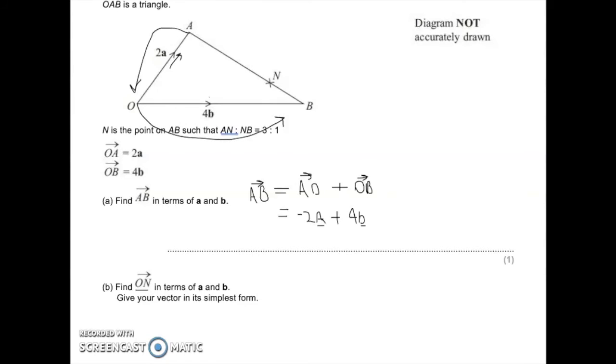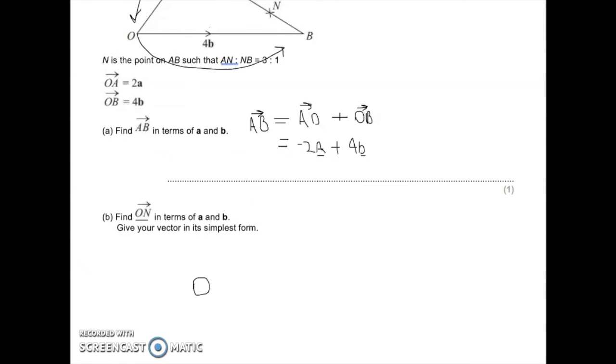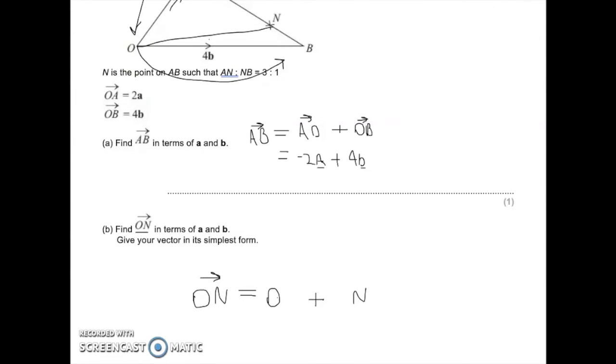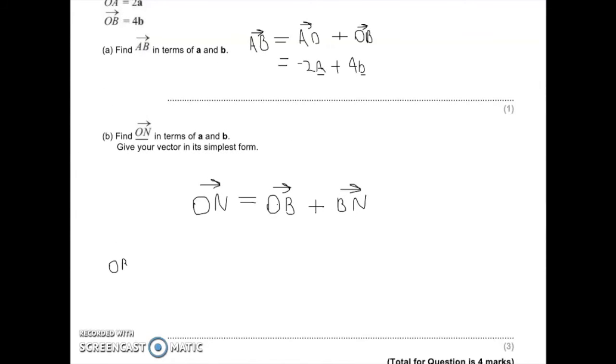So now part B is asking us to find ON, the vector ON, in terms of A and B, and in its simplest form. So as we can see, ON is equal to OB plus BN via the triangle rule. As we're starting at O and we're ending at N, so we'll fill it in with the B's, we'll put in the arrowheads. OB is given. We know that OB is equal to 4B. So now we need to find out what BN is equal to.